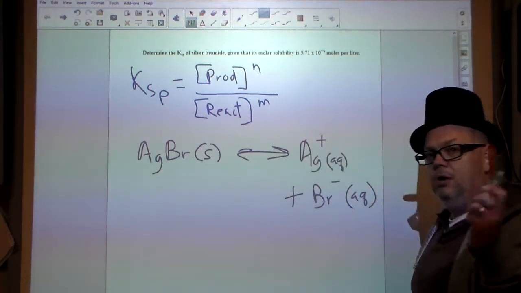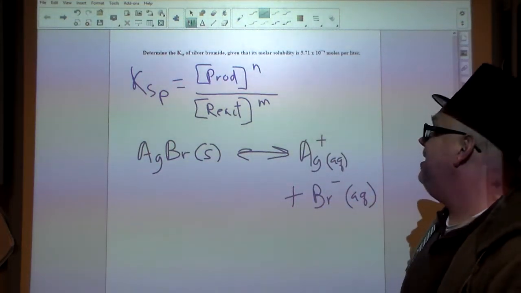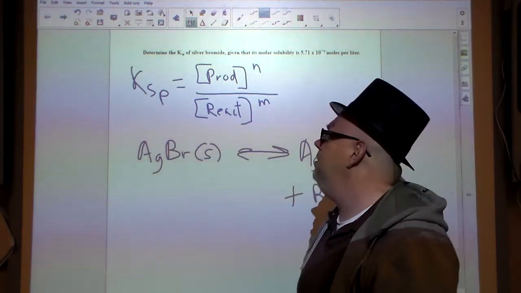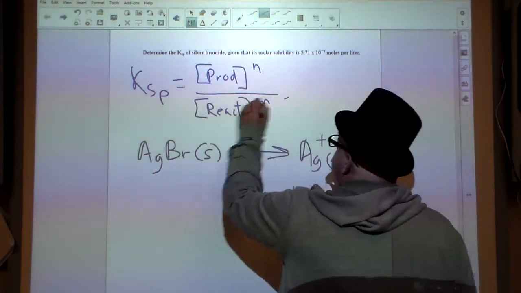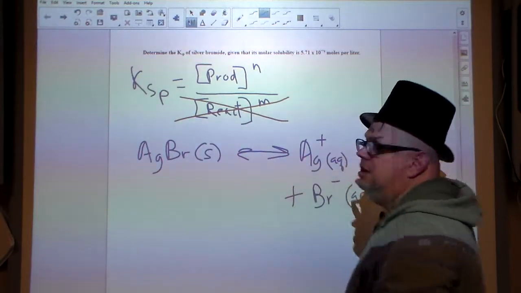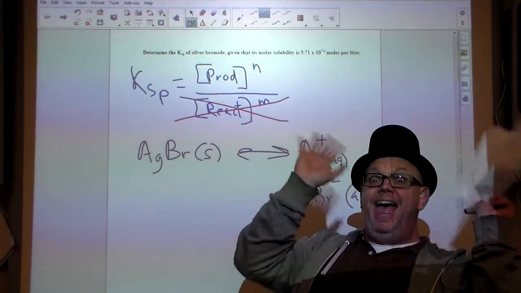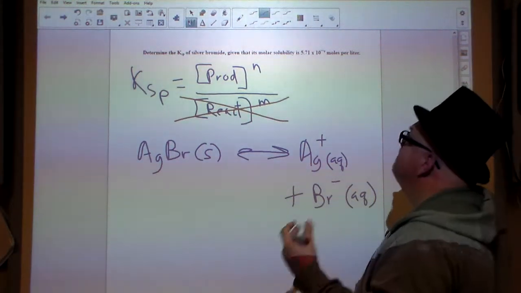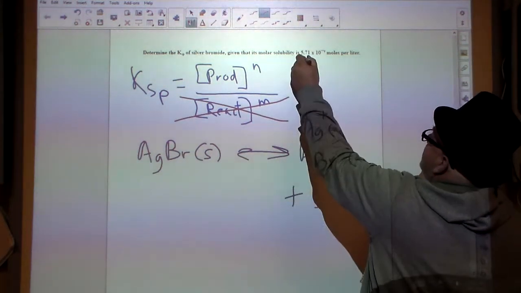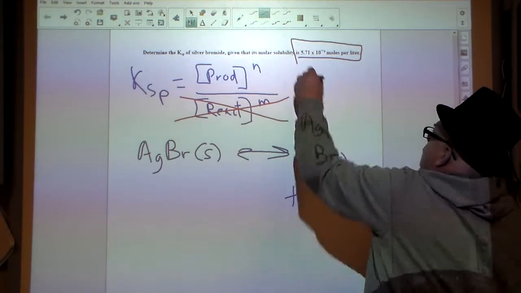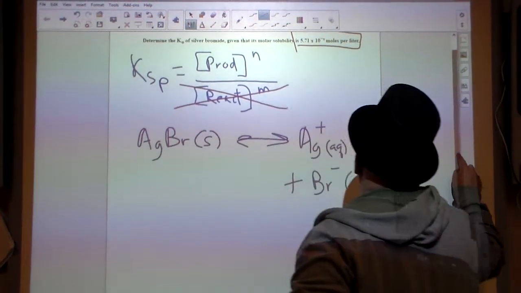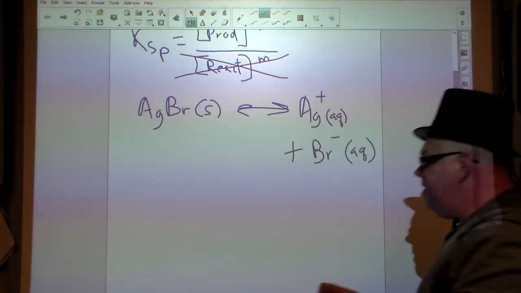The nice part about this, for the KSP, is that when it's a solid, it doesn't really contribute anything. So guess what? We do not need to worry about the reactant. This is a yeah moment. Okay, so now we're left with the product. They gave us our concentration right up here, our 5.71 times 10 to the minus 4 moles per liter. So what does that mean for us?